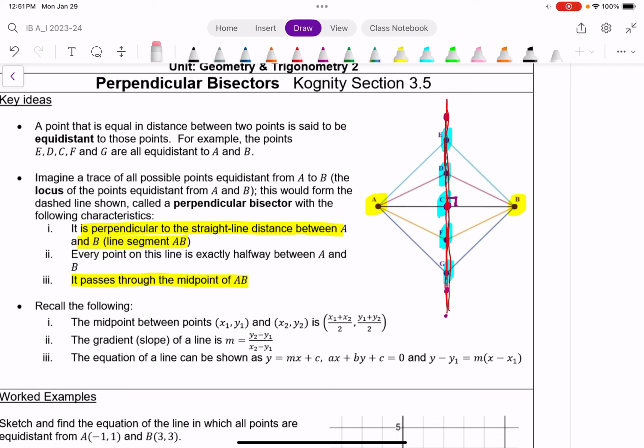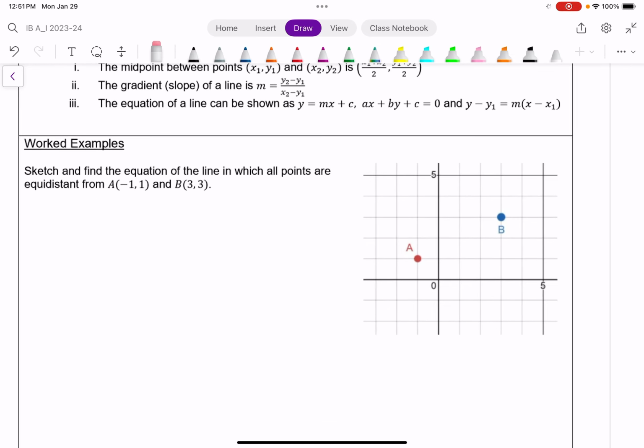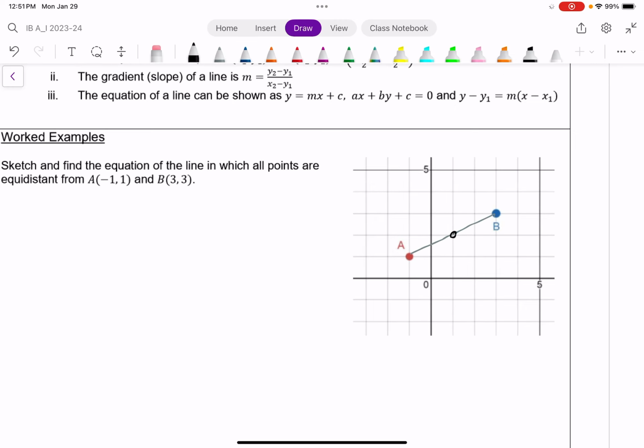All right, and as usual, the best way of understanding this is to just try using it. So what I have here are two points, A and B, and I want to sketch the equation of the line in which all points are equidistant from those, which is the same as asking what is the perpendicular bisector of A and B. So let's visualize this. First thing I'd like to do is draw the line connecting A and B. The ruler apparently is not very straight. Anyways, this perpendicular bisector will always go through the middle of this.